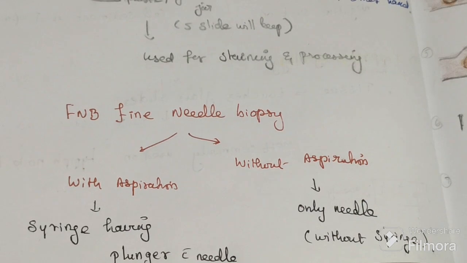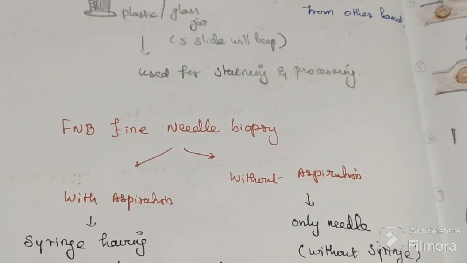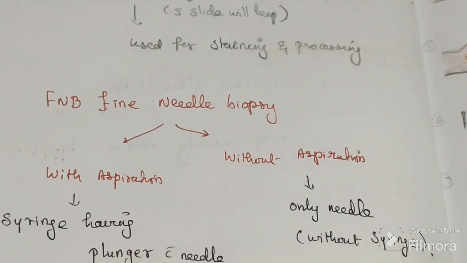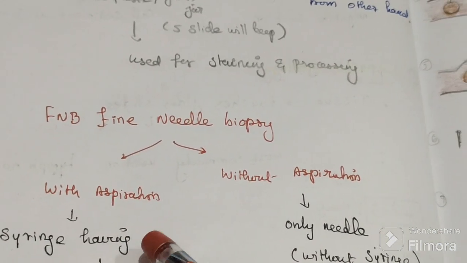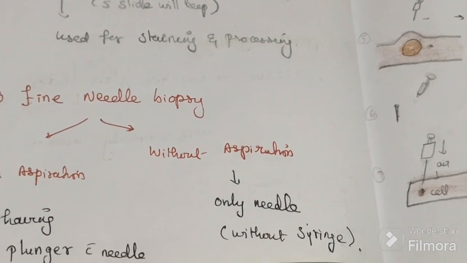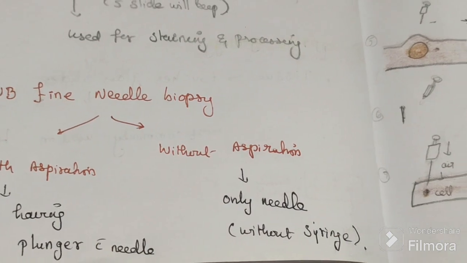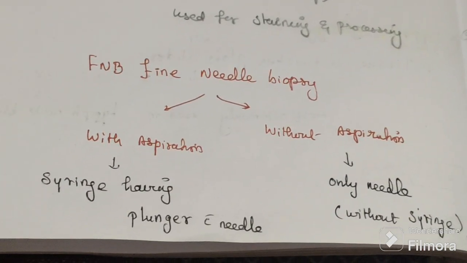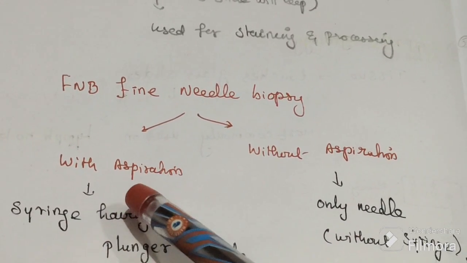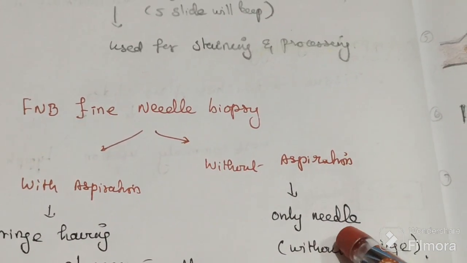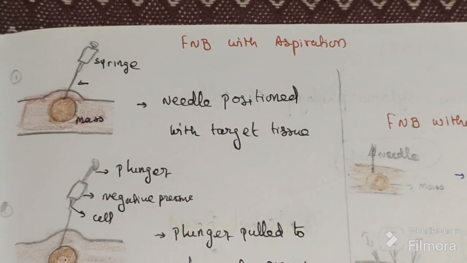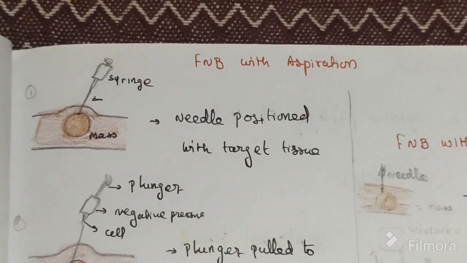Syringe is having plunger along with them. When you are having syringe along with the needle, they are with aspiration. Without aspiration, you are using only the needle without syringe. This one is the basic difference. So with syringe, with aspiration; without syringe, only needle means without aspiration. So first one is FNB with aspiration.